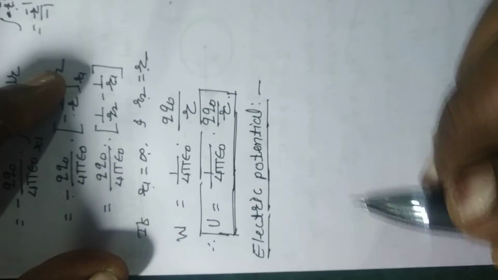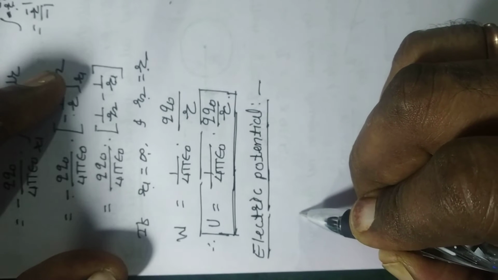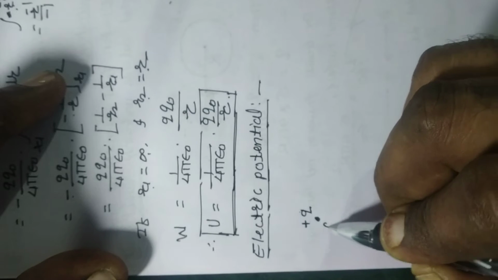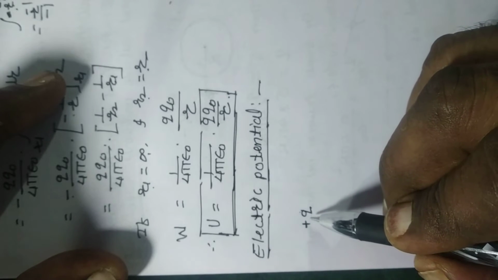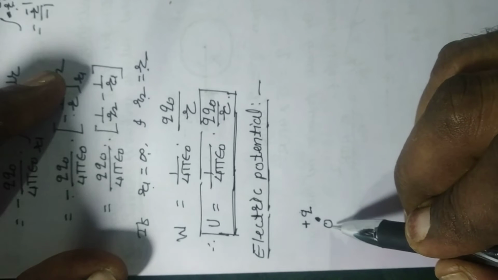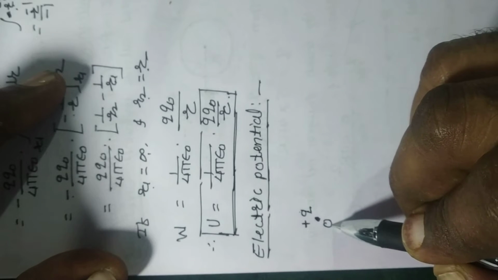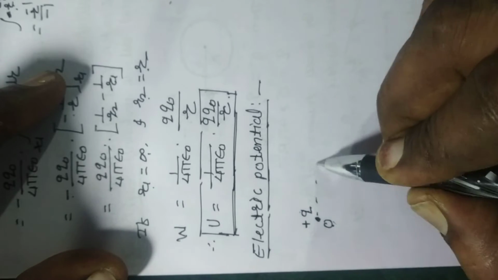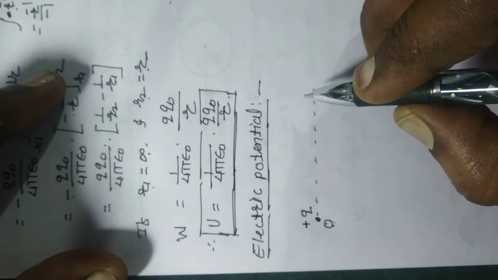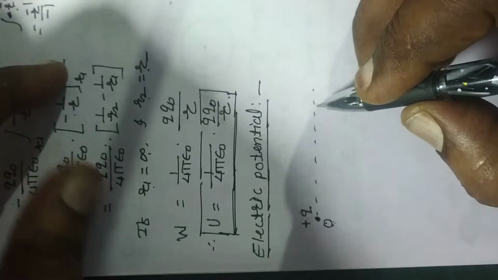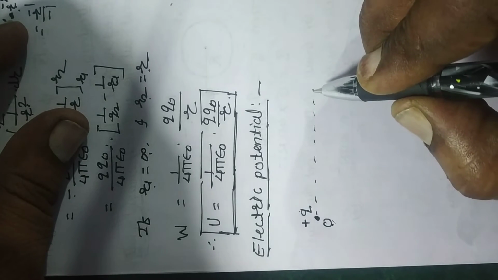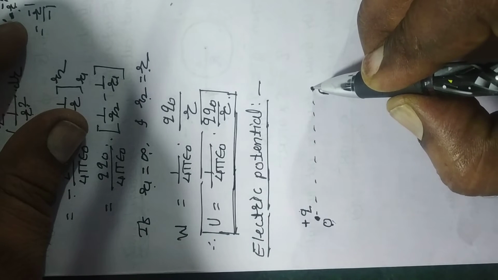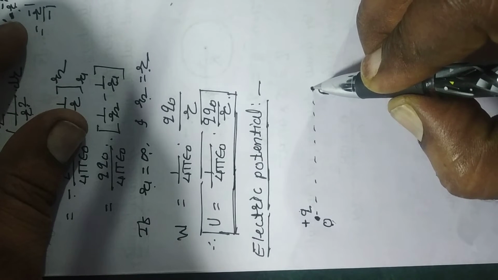See, suppose this one is charge plus Q situated at O. Consider a charge plus Q situated at O. Then it produces an electric field in its surrounding. Let P be any point at which electric potential is to be determined.